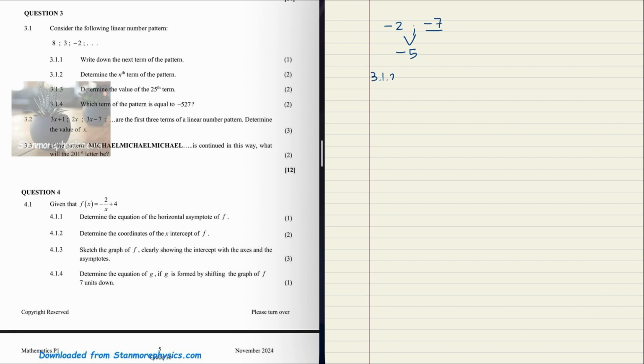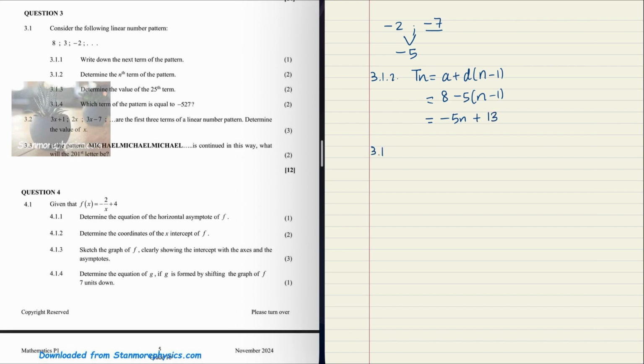Question 3.1.2 says, determine the nth term of the pattern. Since this is a linear pattern, I'm going to use Tn is equal to a plus d into n minus 1. A is the first term in the pattern, which is 8. The difference is negative 5, and then into n minus 1. Now I just expand and simplify. I'm going to get negative 5n plus 13.